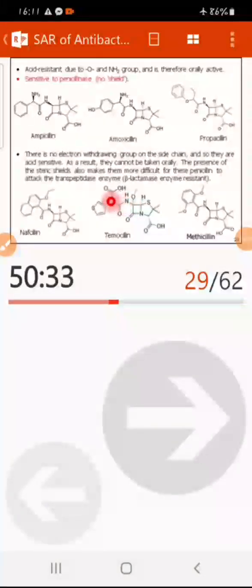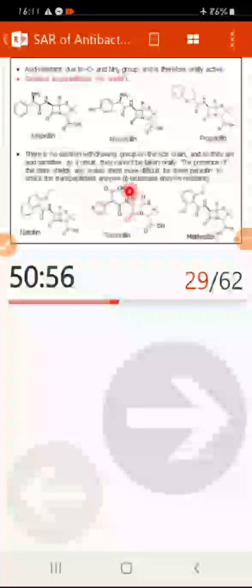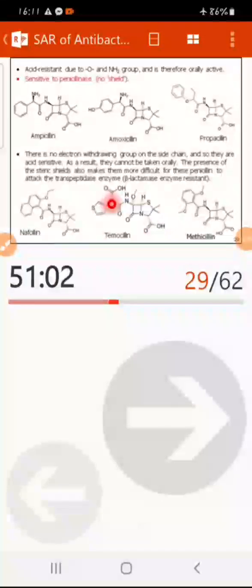Let's come to ticarcillin. On ticarcillin, look, the alpha carbon is this one. On the alpha carbon, there is a carboxylic group and there is a heterocyclic group. But there is no electron withdrawing group directly connected with the alpha carbon. Therefore, ticarcillin is acid labile, acid sensitive. It is not given orally because of the lack of an electron withdrawing group on the alpha carbon. But ticarcillin has a highly hydrophilic group, the carboxylic group. Therefore, it has broad spectrum.